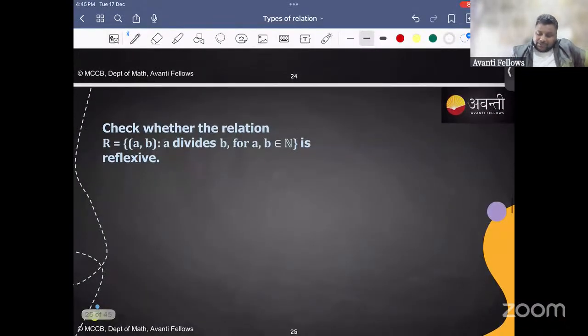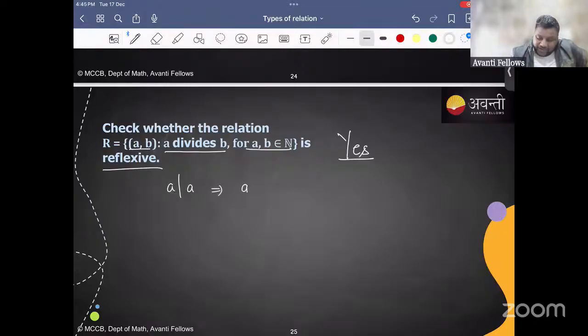Now, check whether the relation (a, b), a divides b, is reflexive. Yes, it is. Why so? Because every element divides itself. So if a divides a, that means (a, a) will belong to this relation for every a which belongs to the set of natural numbers. So it is reflexive. Very simple.